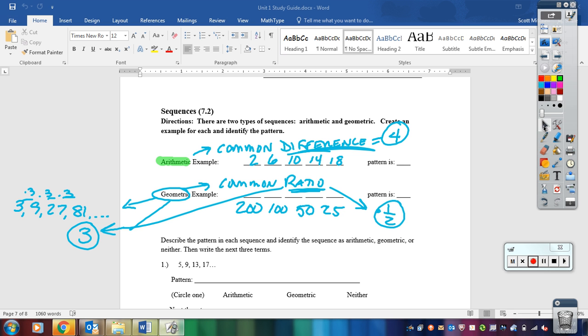That's about it for this particular unit. We had modeling and evaluating integer operations, properties, and sequences.